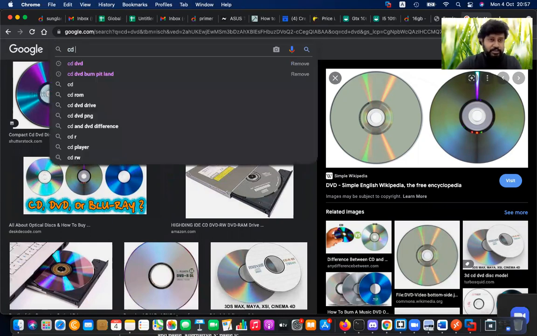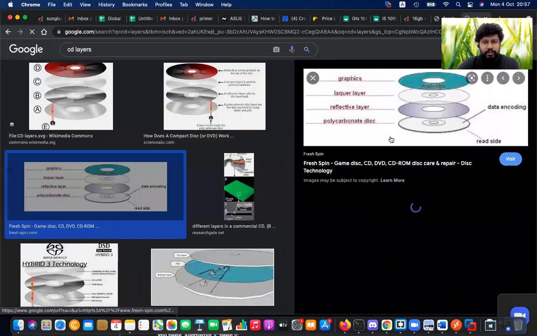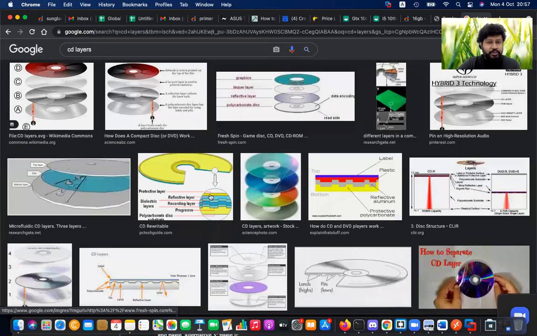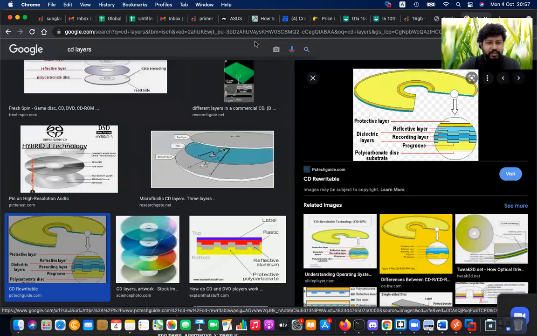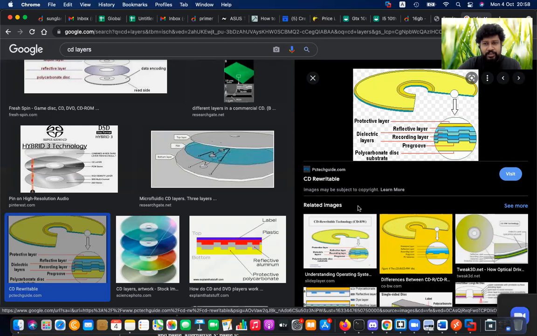CD layers. Let's say these are the layers of the CD, right? So it has a few layers. The first one is the label, then the lacquer, then the reflective layer, that is aluminum or platinum or gold plated, and then the polycarbonate layer. So these are the 4 layers of the CD. You don't need to understand much about this, just get the idea similar to the previous one. In a CD you have different layers like this.